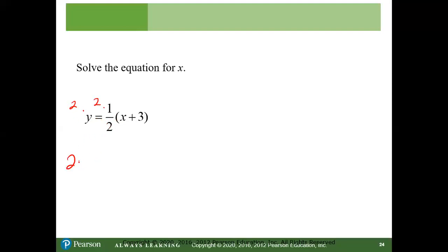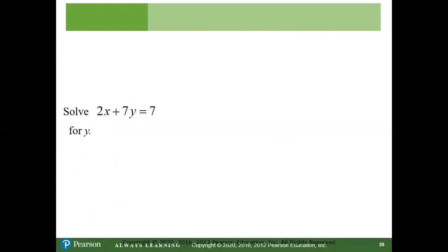So that gives me 2y on the left-hand side. This 2 and that 2 cancel out. And that leaves me with 1, which doesn't matter, and this x plus 3. So it was pretty slick to be able to get rid of this fraction without distributing the fraction, because it doesn't play well with this 3 over here. And now all I have to do is subtract 3 from both sides. 2y minus 3 is equal to x. And now x is solved for.